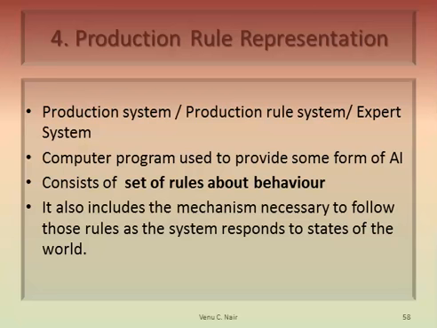So far we have seen three types of knowledge representation. They are a logical representation, semantic nets, and frame representation. Now let's move on to the last representation type, which is production rule representation. It's also known by the name production rule system or production system or expert system. All these mean the same.